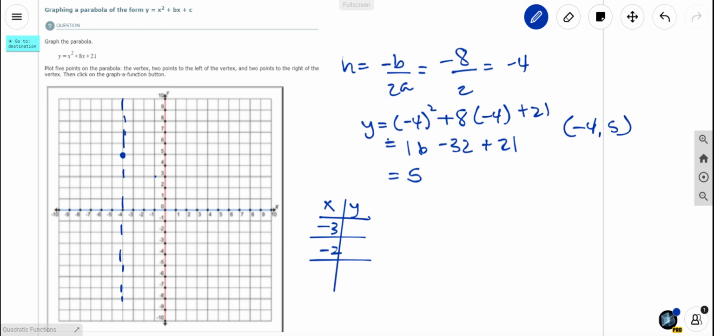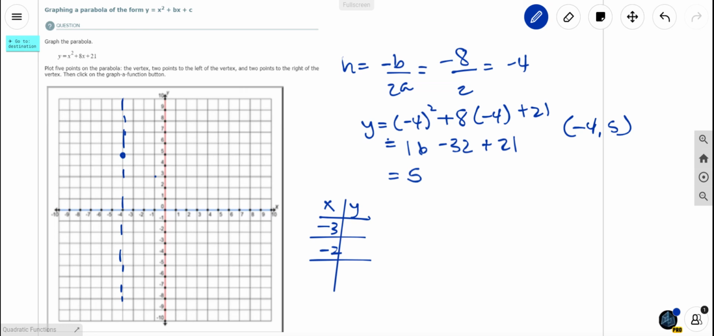Okay, x squared, so I have negative 3 squared plus 8 times negative 3. This is how you would plug it in. Plus 21, x squared plus 8x plus 21. Do you see what I did? Okay, and the answer is 6. I plugged in a negative 3 and I got 6.